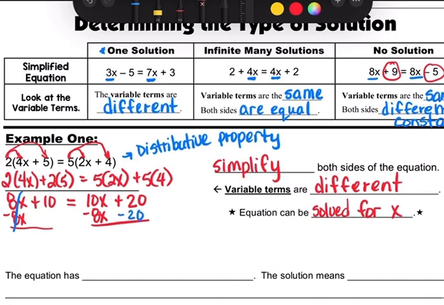And I now want to move the constant to the other side, so I'm going to subtract 20 from both sides, and now my constants cancel. So now I'm combining the constants. A positive 10 and a negative 20 gives you a negative 10. 10x minus 8x is 2x. Now we divide both sides by the coefficient 2, and x equals a negative 5.